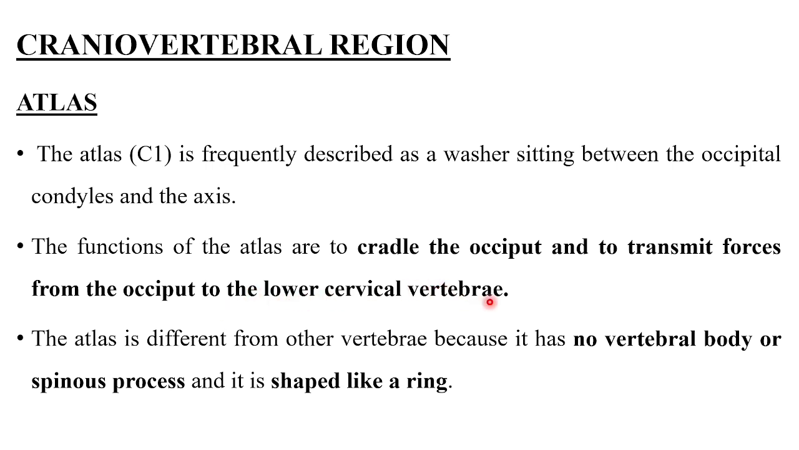lower cervical vertebra. The atlas is different from the other vertebrae because it has no vertebral body or spinous process, and it is shaped like a ring. So the atlas doesn't have any vertebral body and spinous process, and it is a ring-like structure.